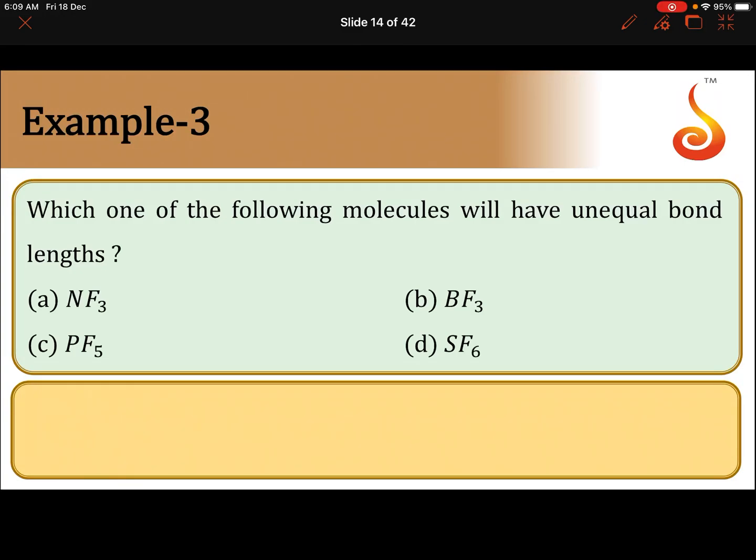Which one of the following molecules will have unequal bond lengths? Remember one point here: an sp3d hybridized molecule has unequal bond lengths. So we can directly identify the answer, that is PCl5, because in PCl5 all the bonds are not of the same type, since the hybridization is sp3d.